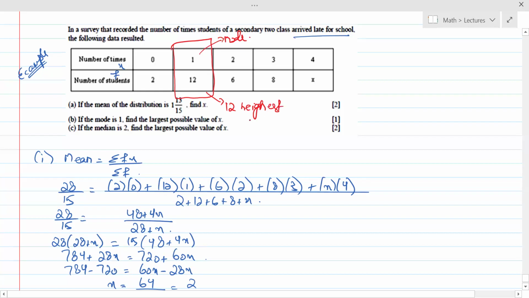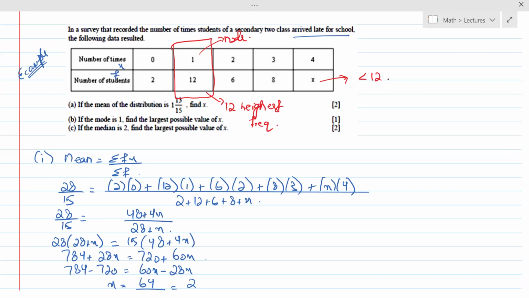12 is the highest frequency for us. So if 12 is the highest frequency, then it's a must thing that this x should be less than 12. It cannot be 12 even, because a modal class is 1 only. So x cannot be even 12. X has to be less than 12.